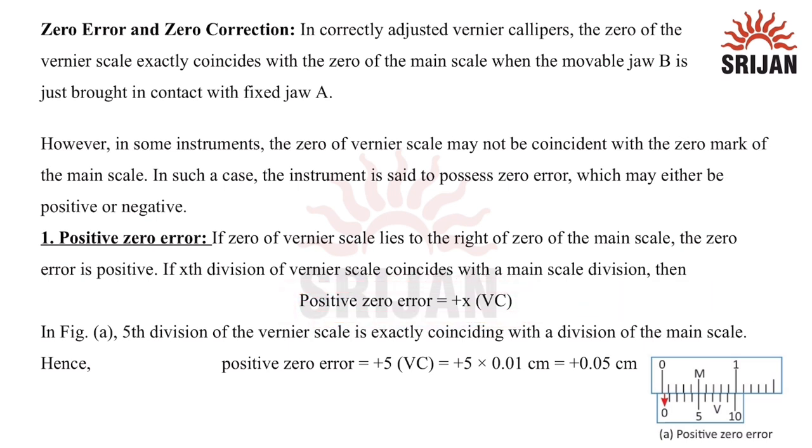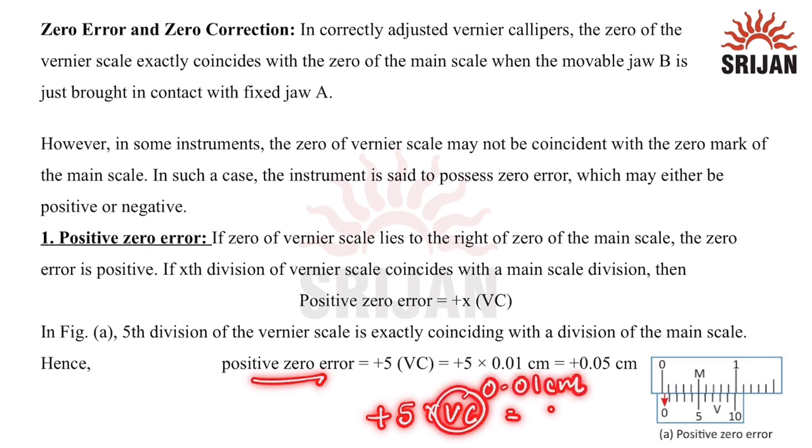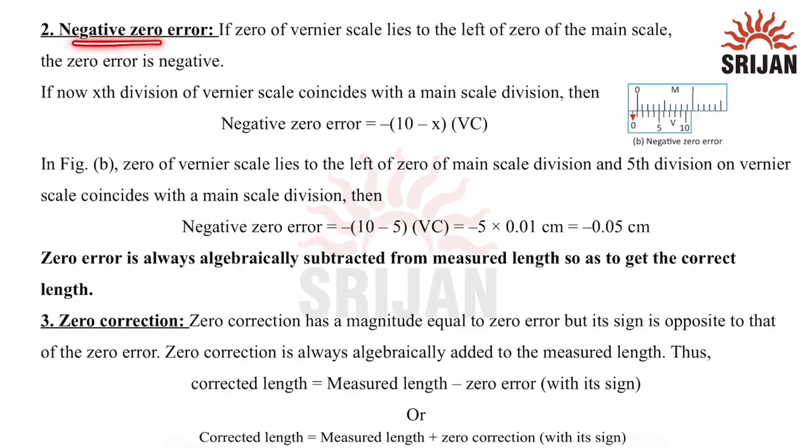Now in the figure, as you can see, the fifth division of the Vernier scale exactly coincides with a main scale division. So the positive zero error would be plus 5 into Vernier constant. If the Vernier constant here is 0.01 centimeter, then it would be 0.05 centimeter positive error.